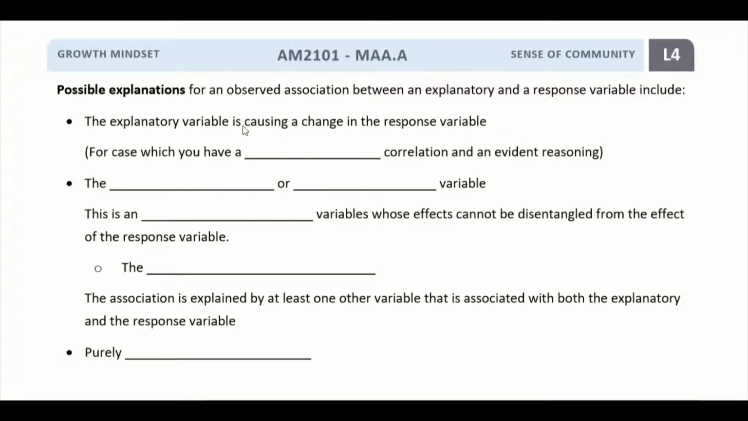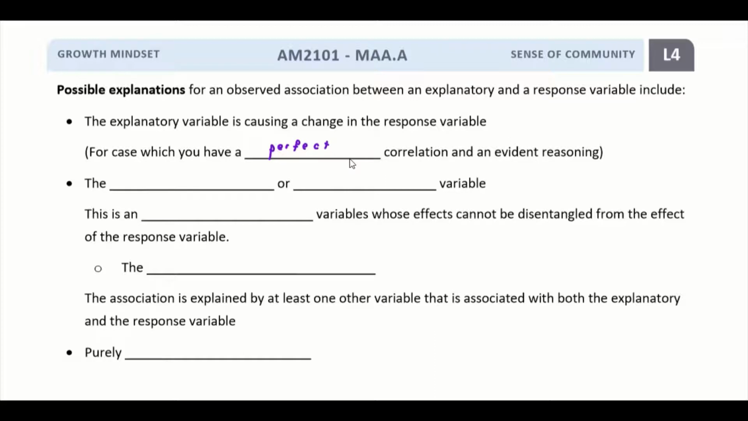Okay, so these are some different cases where we say that there's an association. The first one, which is quite rare, is when the explanatory variable is actually causing the change in the response variable. Please remember that you only say this if you have a perfect correlation or the reasoning is very evident. For example, what I said just now, the color of the shirt that you buy is based on the gender that you are. So this is a perfect correlation. If you are a girl, then what happens? If you are a boy, then what happens?